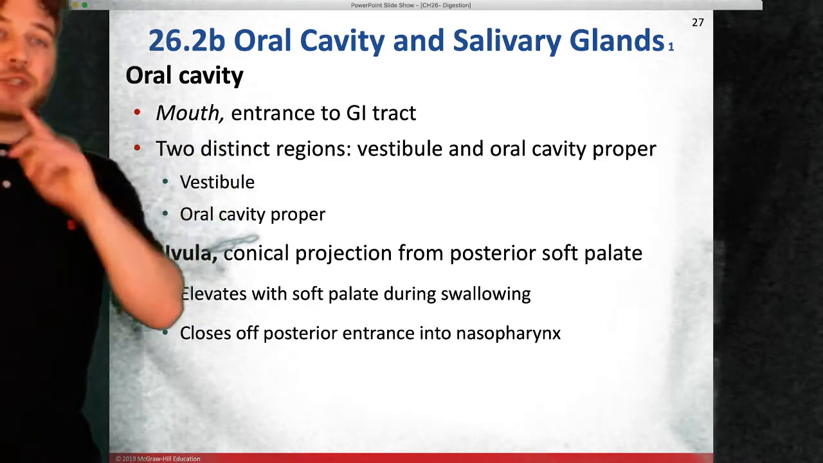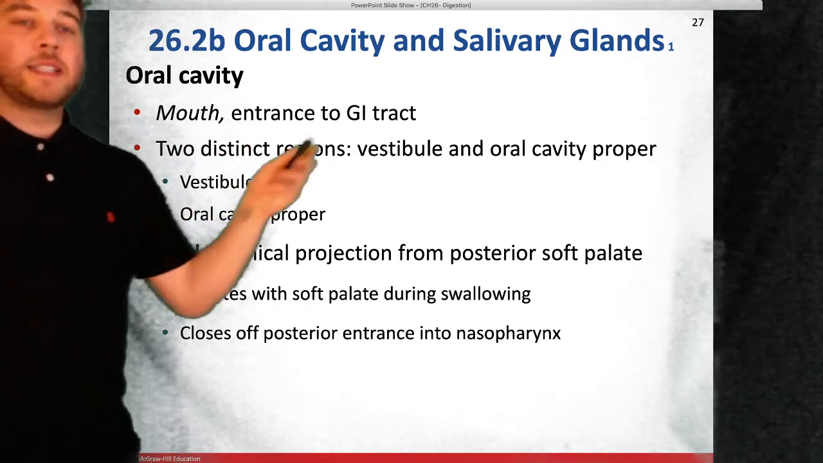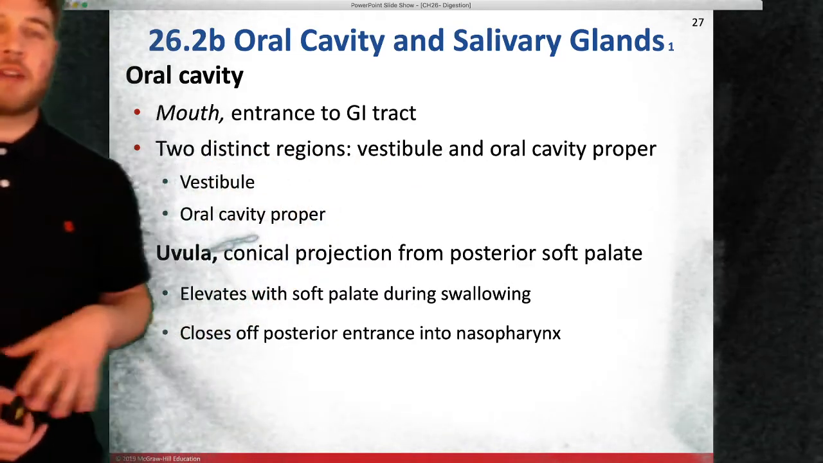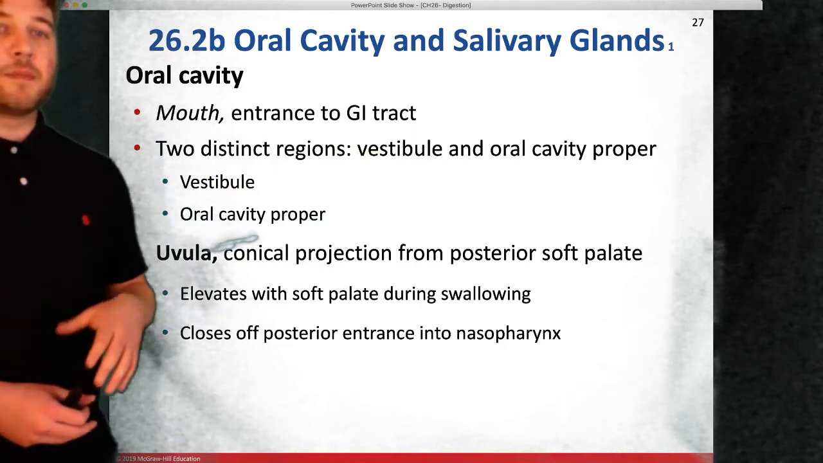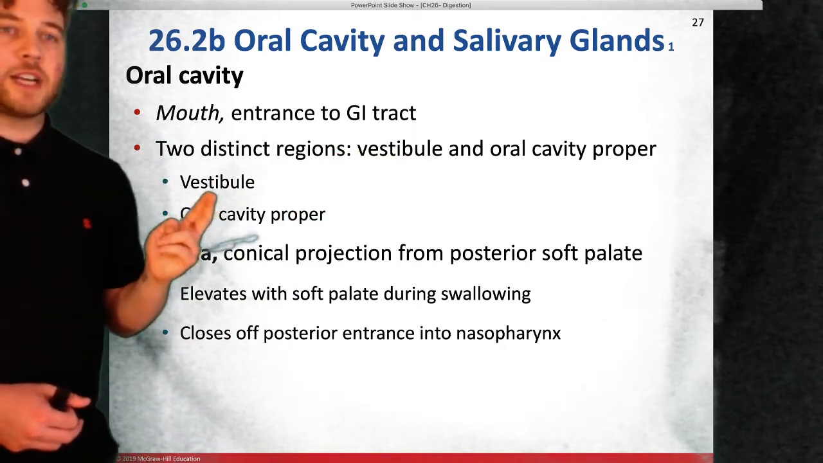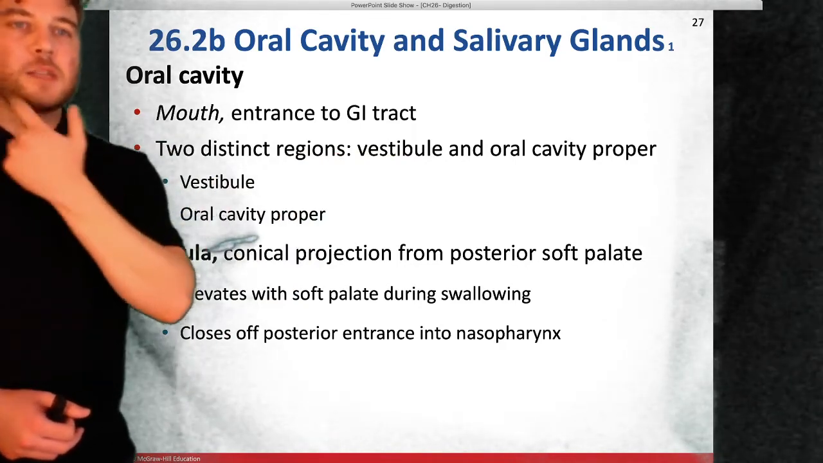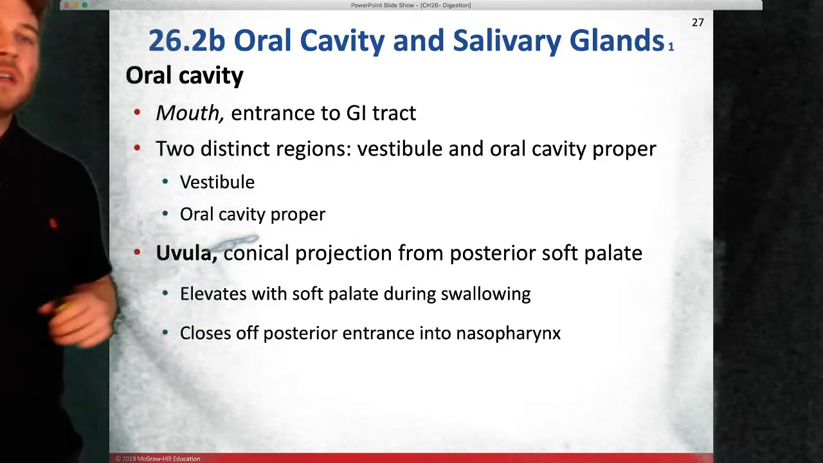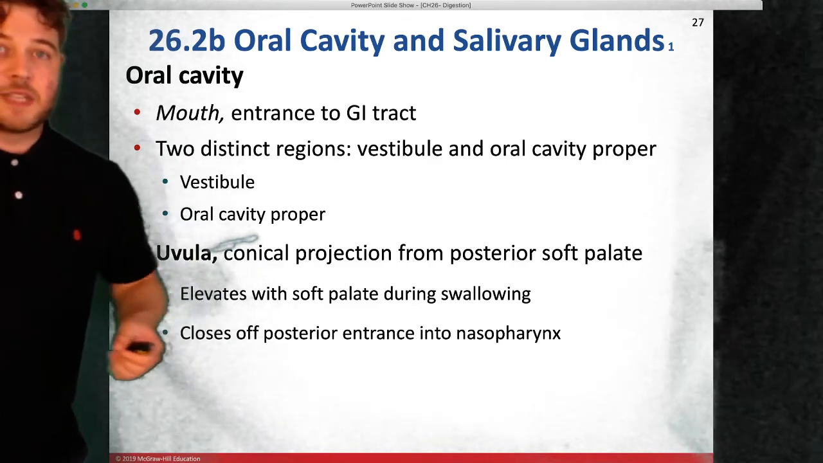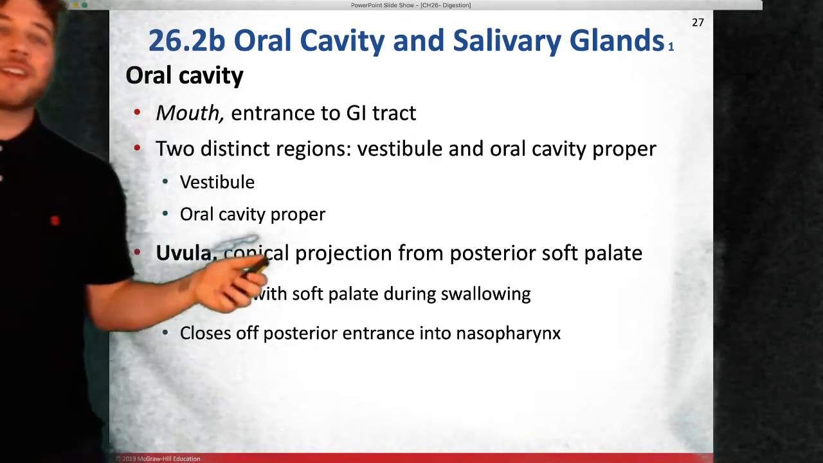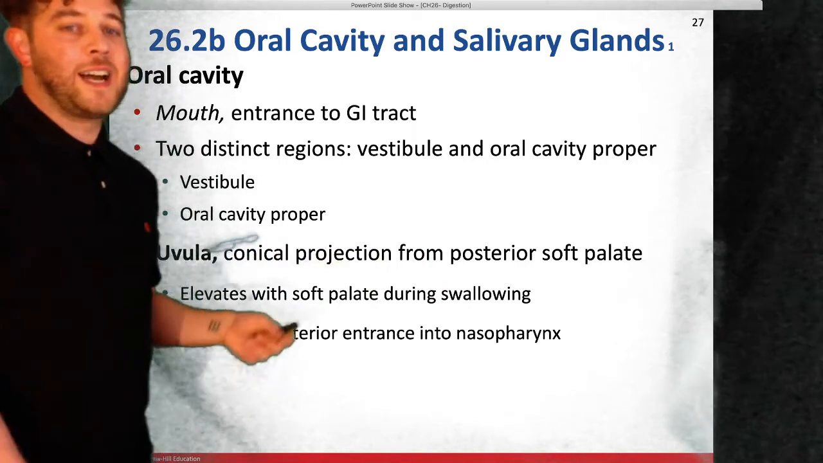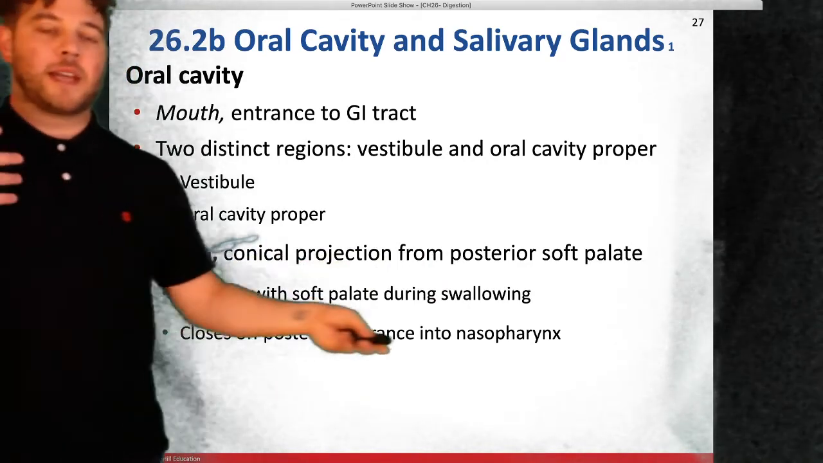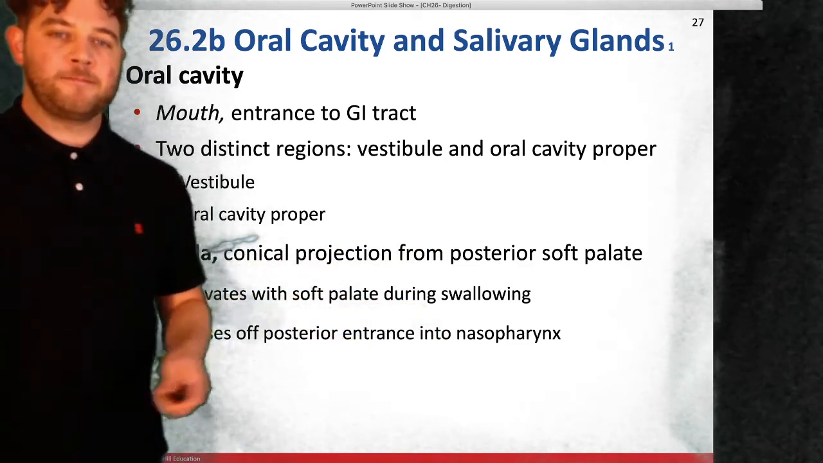The oral cavity is your mouth. It is the entrance to the GI tract. There are 2 distinct regions, the vestibule and the oral cavity proper. The vestibule, if I remember correctly, is that space between your teeth and your gums, and the oral cavity is the entire thing. Obviously, I'm not going to get too specific about that. The uvula is the conical projection of the posterior soft palate. It elevates with the soft palate during swallowing to make sure that nothing goes up into the nasopharynx.